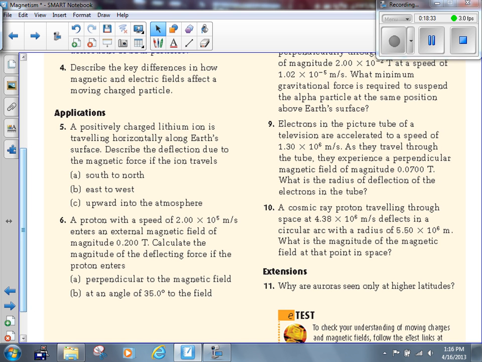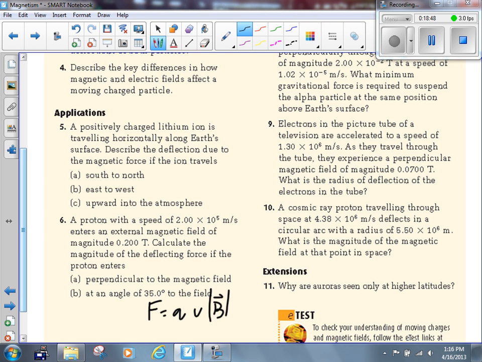And 6, we didn't have to do 6b, we just had to do 6a. We're trying to find the magnitude of the force. The magnitude of the force for number 6 is going to be QVB. The charge of a proton is on your data sheet. The speed of the proton is given to us right there. And the magnetic field strength is 0.2 Tesla. So multiply the charge of the proton by 2.0 times 10 to the 5 by 0.2, and we should get the magnetic force there.